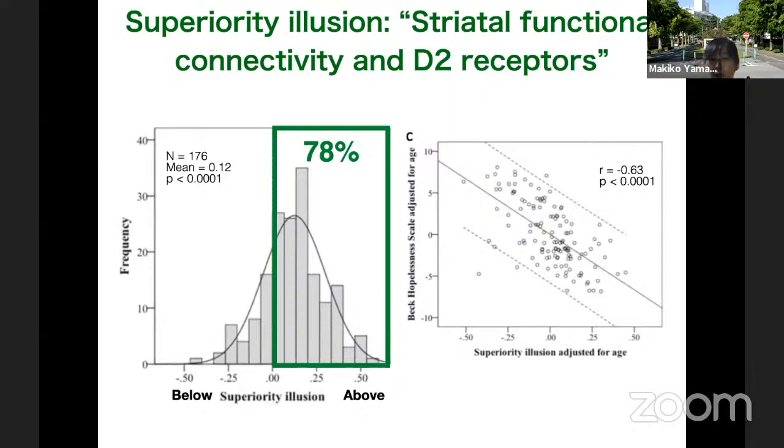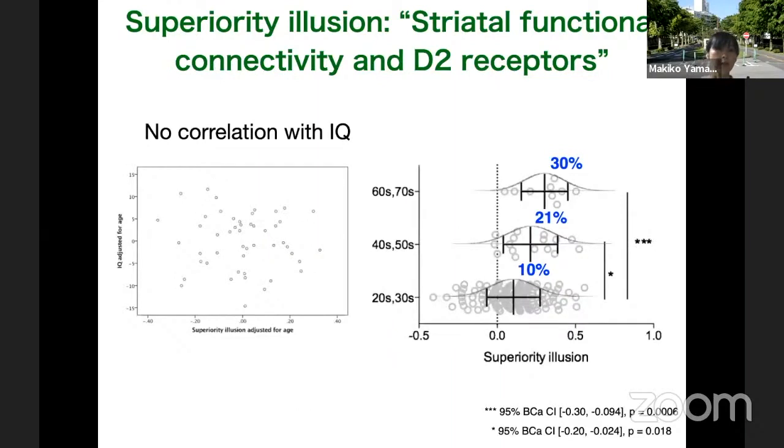And the right figure indicates a negative correlation with the tendency to have depression. The vertical axis indicates the Beck Hopelessness Scale, which is one of the depressive measures. If subjects have high hopelessness, they tend to have diminished superiority illusion. But there is no correlation with IQ. And it's also interesting that we tend to have a stronger illusion as we age.